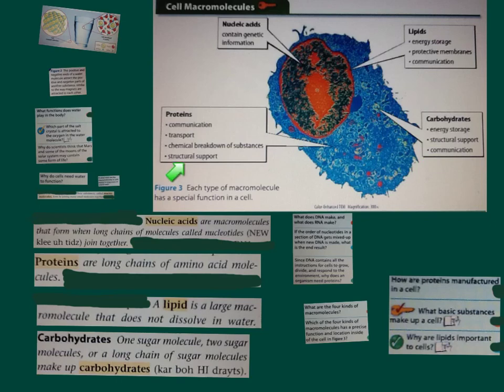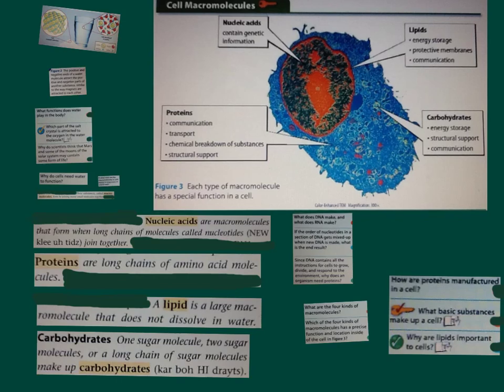The last one would be proteins. Proteins, its functions, which are more than one, helps with communication. It helps transport material. It also chemically breaks down substances inside the cell itself, in here. And the last one is it gives structural support. So again, proteins, nucleic acids, lipids, and carbohydrates are all things that we're going to be talking about.